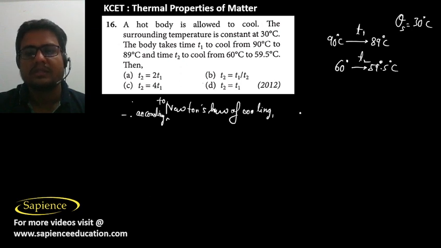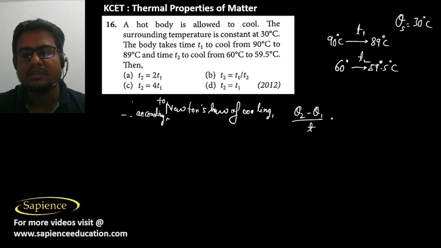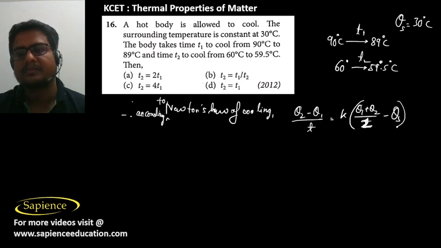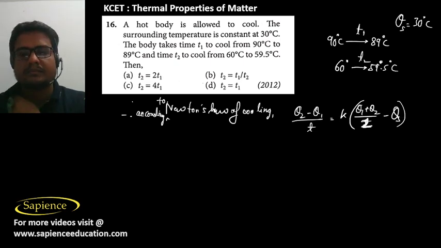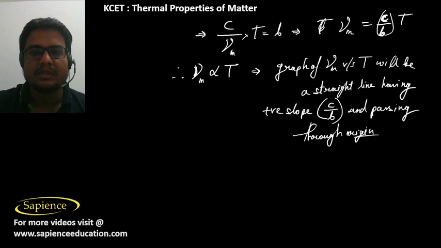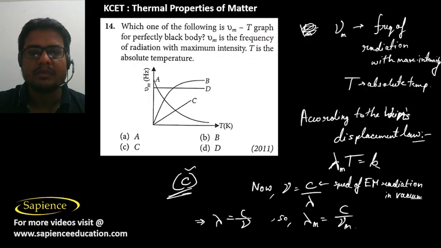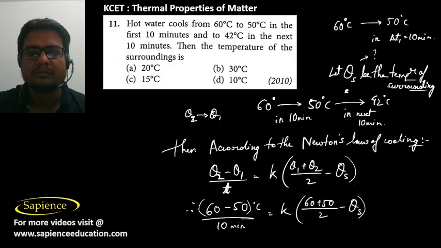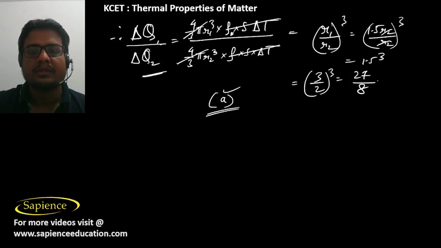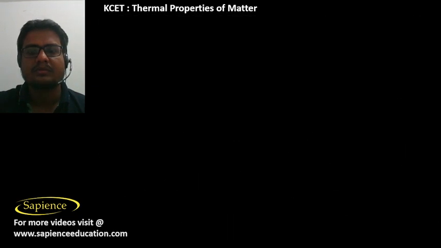we can say that (theta 2 minus theta 1) by t is equal to k into ((theta 1 plus theta 2) by 2 minus theta s). So I think we have told this in one previous question also. Yes, so this was the concept. Here also the same concept we have to apply.